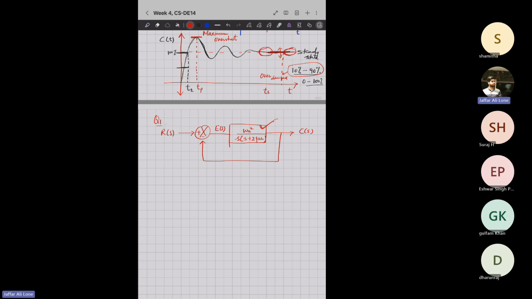The question is saying, consider the system shown in the figure where my zeta is 0.6 and my omega n, the natural frequency, is 5 radians per second. Now, what are we being asked? Find the rise time, tr, peak time, tp, maximum overshoot, Mp, and settling time, ts, when the system is subjected to unit step.